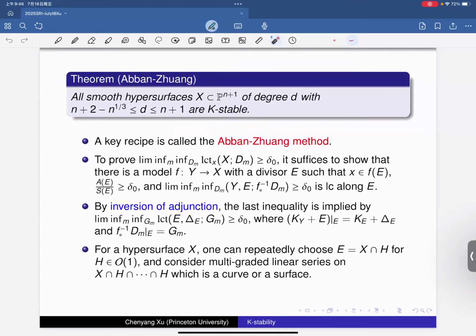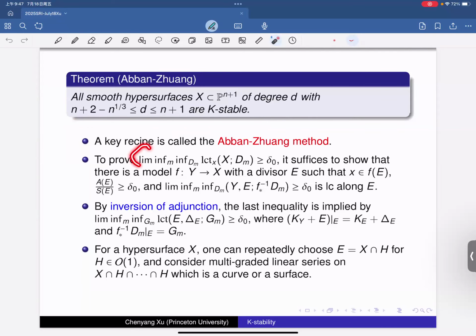And as I said, the key recipe is something called the Abban-Zhuang method. This boils down to inversion of adjunction. Basically, we can use the basis type divisor to estimate the delta.